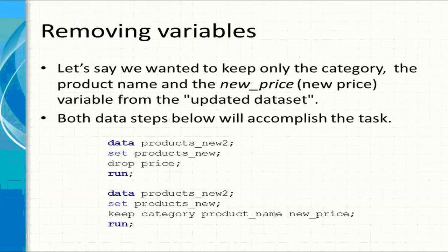Now, in order to remove variables, let's pick up on this example, and let's say we wanted to keep only the category, the product name, and the new_price variable from the updated data set. So this is going back to the previous example. Both of these data steps will accomplish the task. The first one, you use a drop, so drop price, once you've read the products_new data set, and the second one you go the other way around. You just do keep category product_name new_price. They're basically the very same thing, just using different statements, the drop and the keep statement.